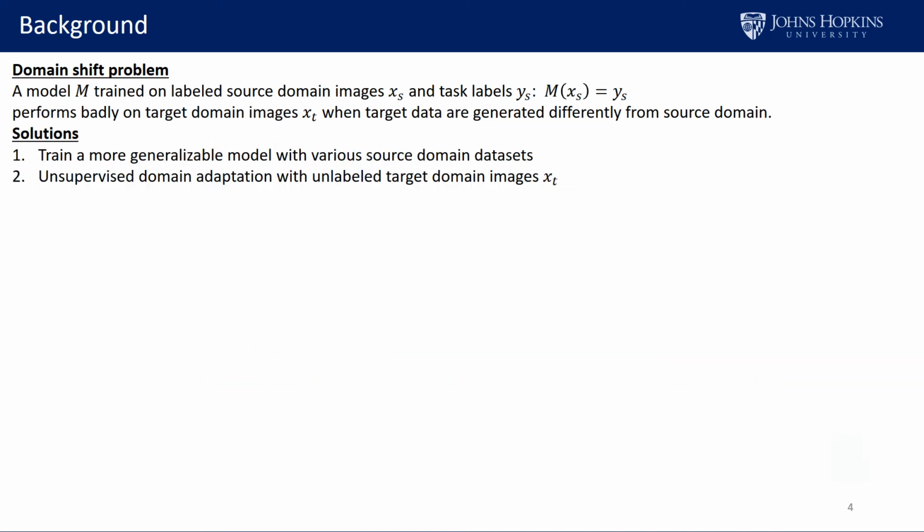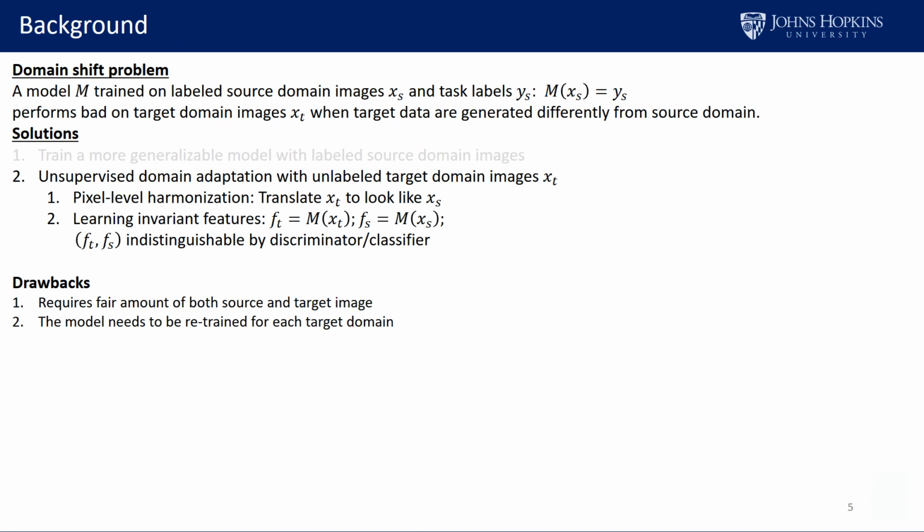There are two solutions to alleviate this problem. We can train a more generalizable model with various source domain datasets, or we can use the unsupervised domain adaptation method with unlabeled target domain images XT. We're only focusing on the second method. The second, unsupervised domain adaptation, can be further categorized in two ways. The first is pixel level harmonization, where we translate target image XT to look like source image XS. Methods like histogram matching or CycleGAN can be regarded as pixel-level harmonization.